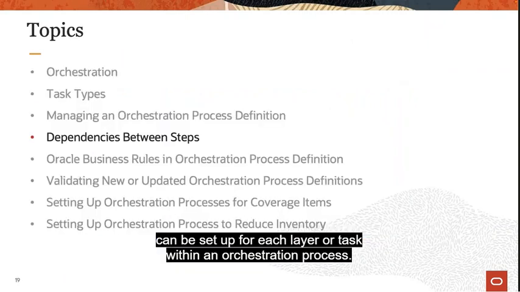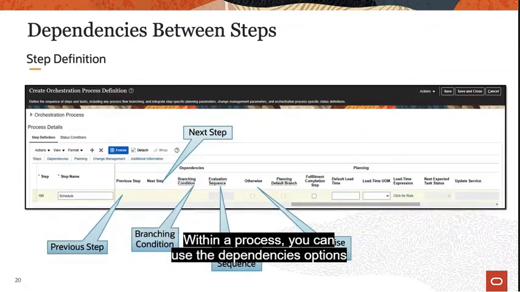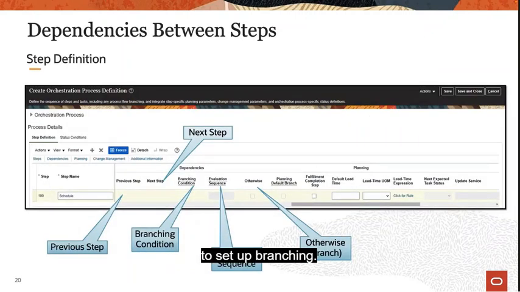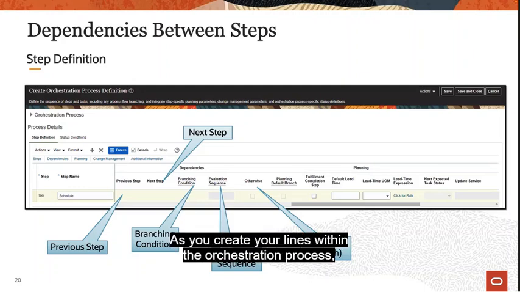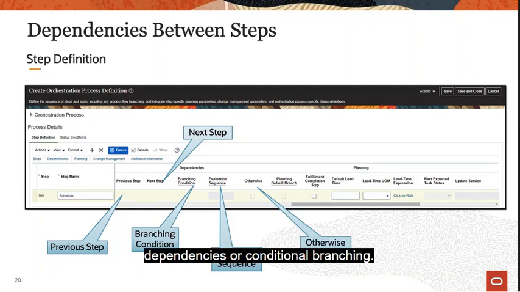Next, we'll talk about dependencies between steps within a process. Within a process, you can use the dependencies options to set up branching. Let's talk a little bit about what that means. As you create your lines within the orchestration process, you can determine if this line is going to have dependencies or conditional branching. You would set up the following.